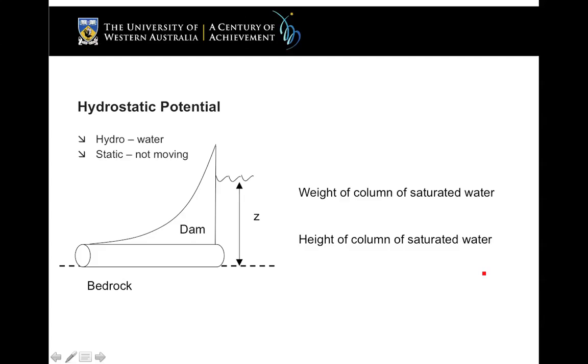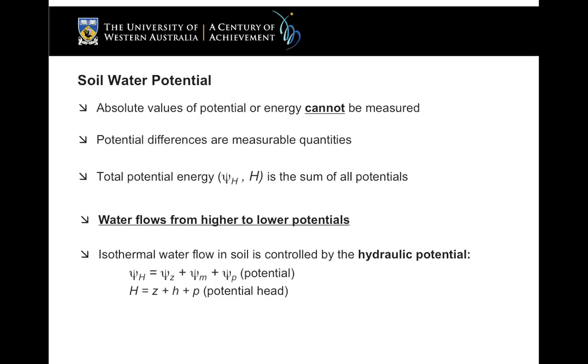We have hydrostatic pressure potential, like I mentioned before. This is a swimming pool analogy. This is the total height of saturated water above a point. We use hydrostatic pressure potential in dams to generate hydropower, for example. And I've mentioned matrix potential before. So the soil water potential then is determined by the sum of all these different potentials. But we've got to remember that the absolute value of the potential energy can't be measured. All we can measure is differences between points or differences relative to some reference level.